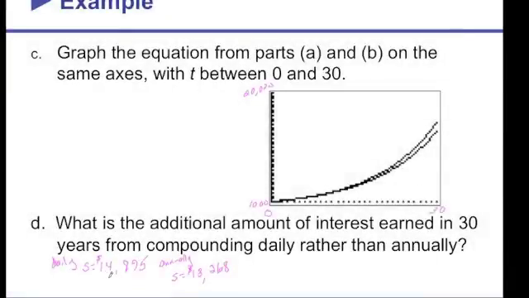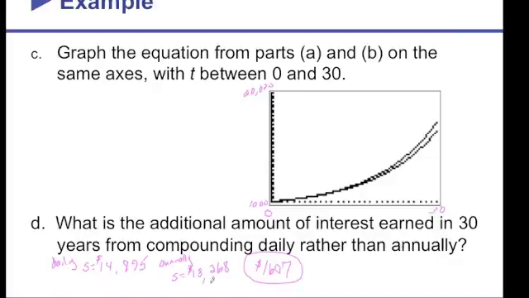$1,000. So this is $13,875 in interest. $1,000, this is $12,268 in interest. If I subtract those two amounts, I find out that the additional interest was $1,607 by being compounded daily rather than annually over 30 years.